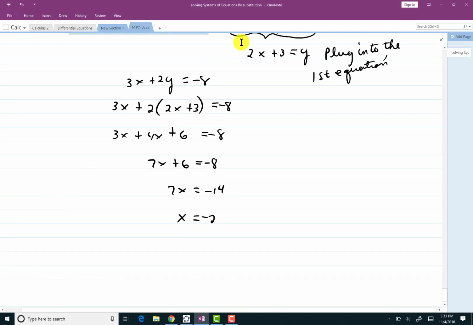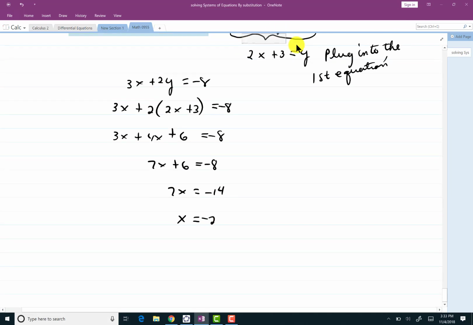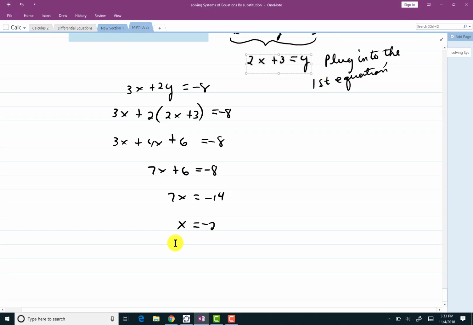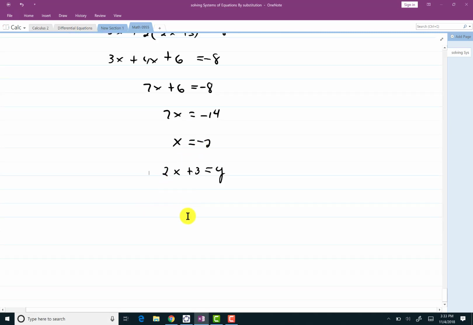And then let me go and grab this equation for y to figure out the y value. Then x is negative 2, so I get 2 times negative 2 plus 3 equals y. We have negative 4 plus 3 equals y, and so I get negative 1 equals y. So my answer is negative 2 comma negative 1.